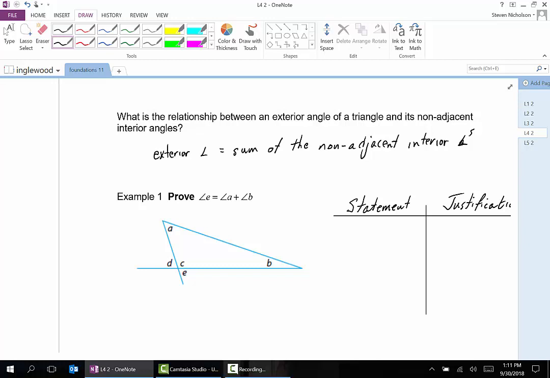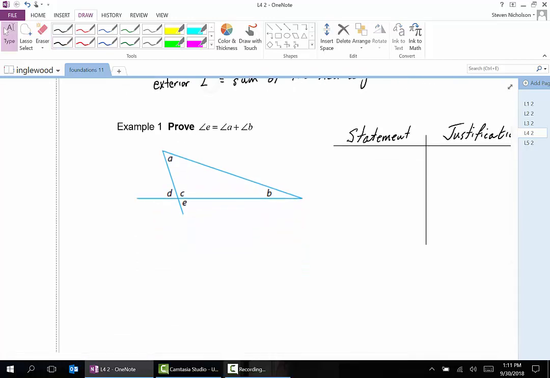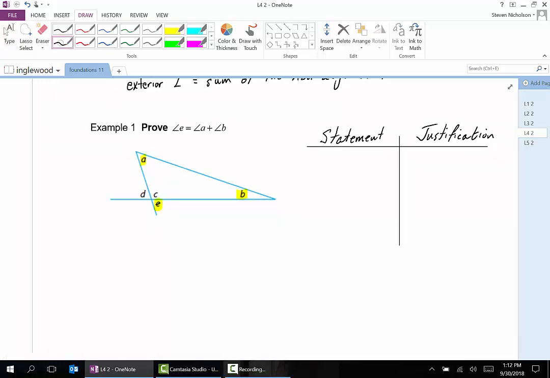So let's try to prove this. Let's try to prove that this angle right here is equal to the sum of the non-adjacent interior angles. So again, there are two big ideas here. We know that A plus B plus C equals 180. That's really important, right? And again, we're trying to generate something that makes sense. So let's start off with that.